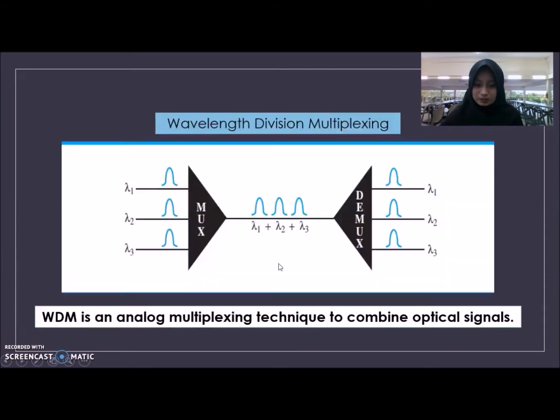So, WDM is an analog multiplexing technique to combine optical signals. Although the WDM technology is very complex, the basic idea is very simple. We want to combine multiple light sources into one single light at the multiplexer and do the reverse at the demultiplexer. The combining and splitting of light sources are easily handled by a prism. Recall from basic physics that a prism bends a beam of light based on the angle of incidence and the frequency.